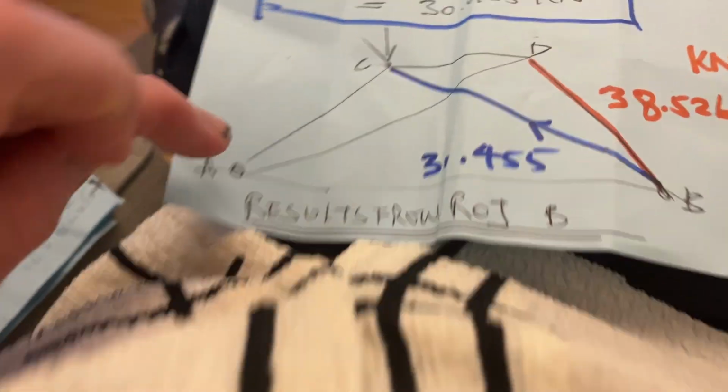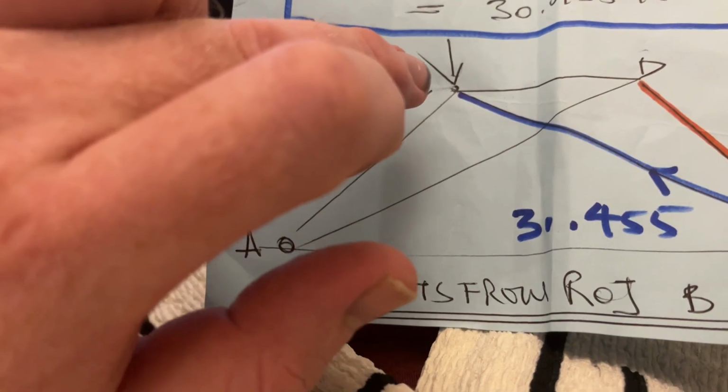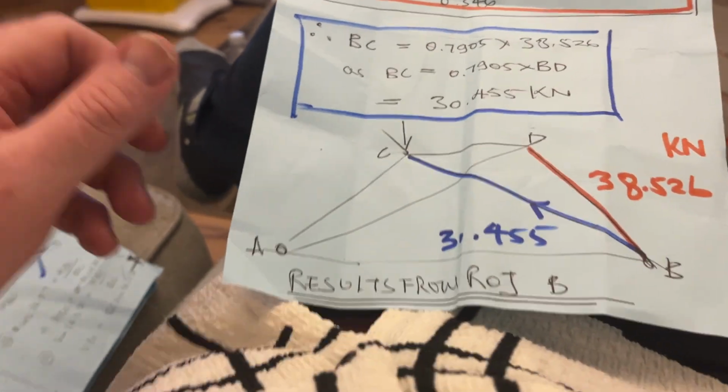So I'll see you in the next video. We're going to do joint A, then we're going to do joint C, and then we're going to check everything at joint D.